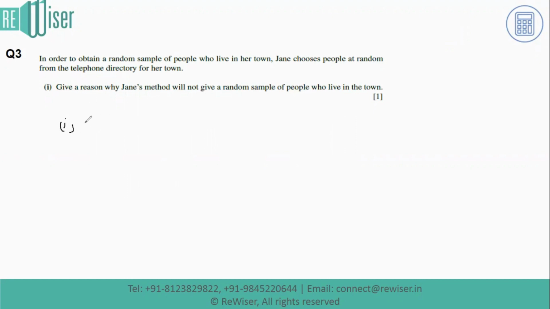So one of the major reasons is it excludes the children. Now children are also living in the town and children's names are not mentioned in the telephone directory. The other reason is it might exclude people who do not have a telephone.